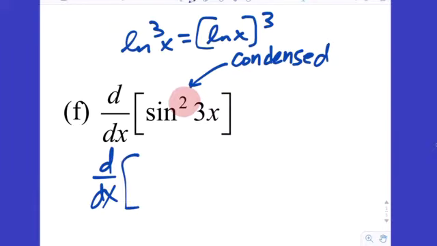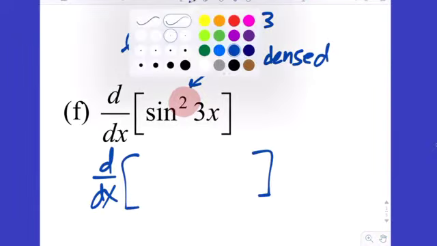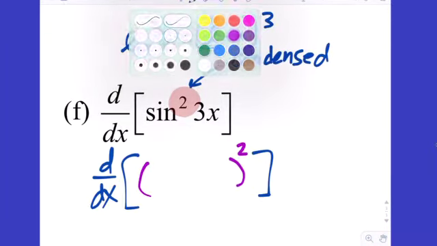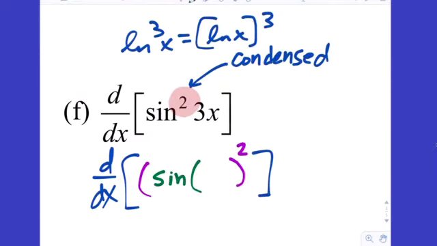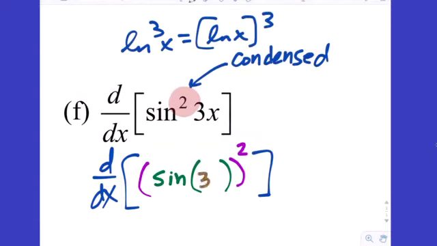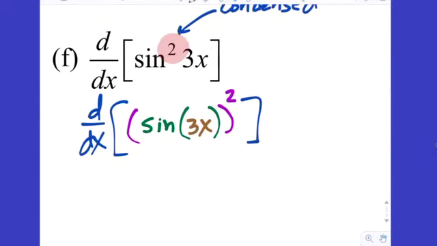So I'll go ahead and use flavors here. The first layer, I'll call the purple layer, it's blob squared. Inside the blob squared layer, we have the sine of the blob, and then the innermost layer in beefy brown is 3x. So how many layers do we have there? 3, right? The purple layer, the green layer, the beefy brown layer. So you're going to have 3 factors in your chain rule result.